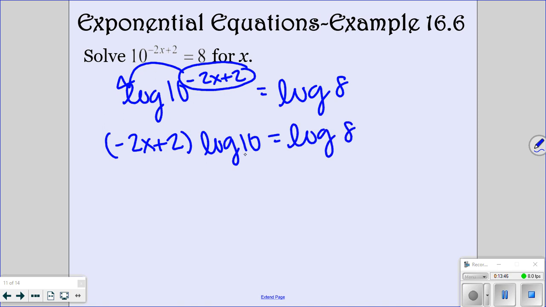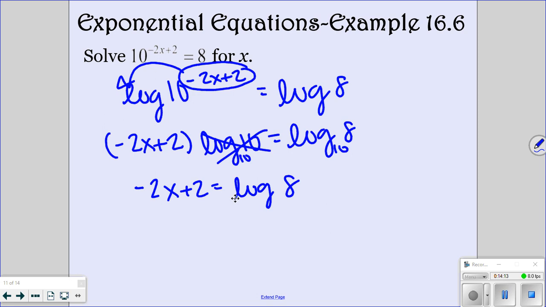Now, log base 10, there is an understood 10 on these logs. We're not writing it. If you want to, you can, but you don't have to. But log base 10 of 10 is just a 1. And so 1 times negative 2x plus 2, so that's just negative 2x plus 2. So that log 10 actually just goes away because it's just an understood 1 there. So we really have negative 2x plus 2 equals log of 8.